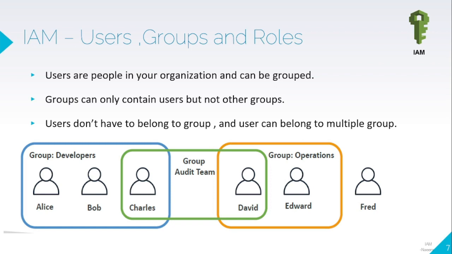So in total, we have 3 groups. Okay, as you can see, which are those 3 groups? Developers, audit team, and operations. Fine. So Fred does not belong to any of the groups, whereas Charles and David belong to 2 different groups.